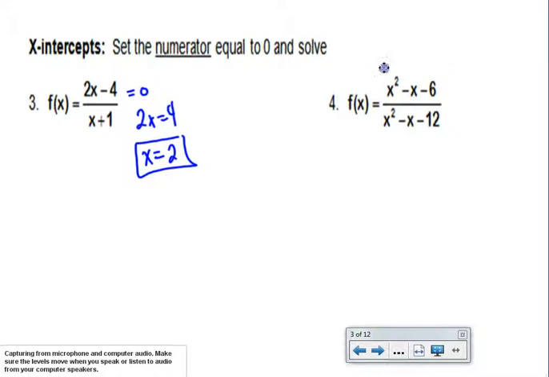discontinuity or a hole. So my numerator in this next problem factors into x minus 3 times x plus 2, and my denominator factors into x minus 4 times x plus 3. So it would be a removable discontinuity if we were able to cancel out a factor from the numerator and denominator, and since we can't do that, none of those are removable, but I'm still only interested right now in the x-intercepts. So when I set my numerator equal to 0, I get an x-intercept at 3 and another x-intercept at -2.